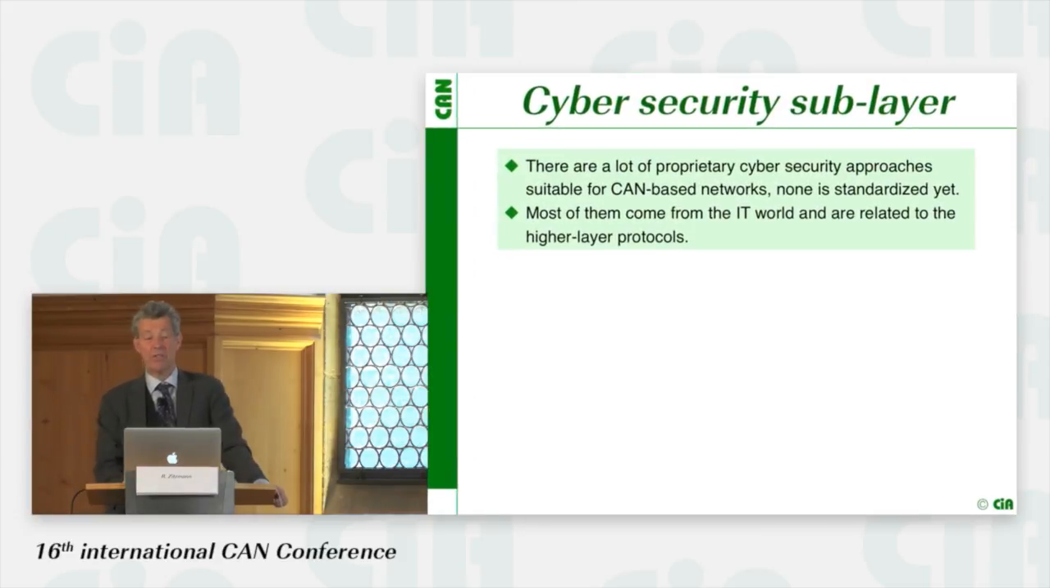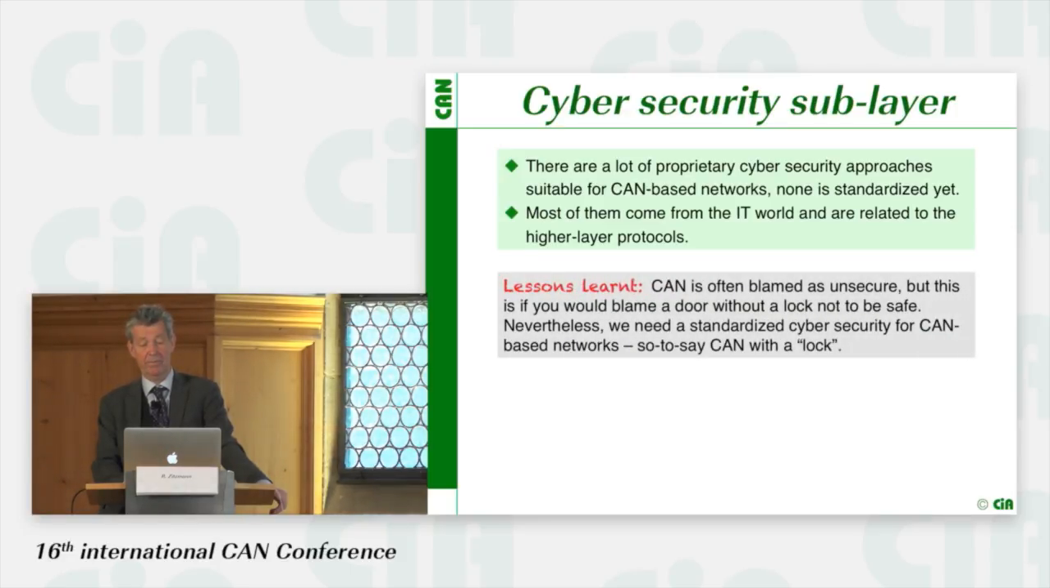Similar thing is for the cybersecurity. We need some sublayer for that on top of, or as part of, the application layer. There are a lot of proprietary solutions available. Most of them come from the IT world and are related to the higher layer protocols. CAN is often blamed to be unsecure, but this is the same as if you say a door without a lock is unsafe. Of course, it is. We need it. And so we need to develop a lock for CAN.